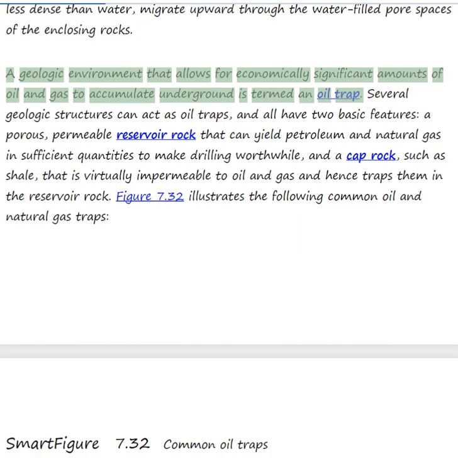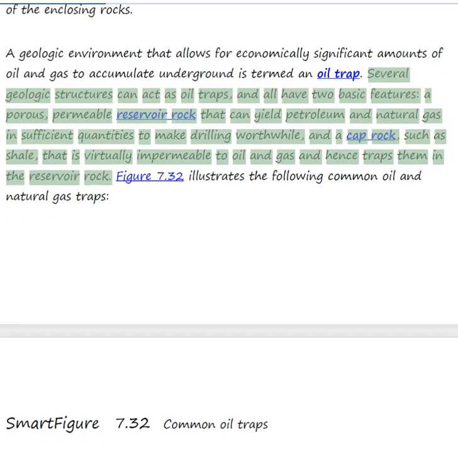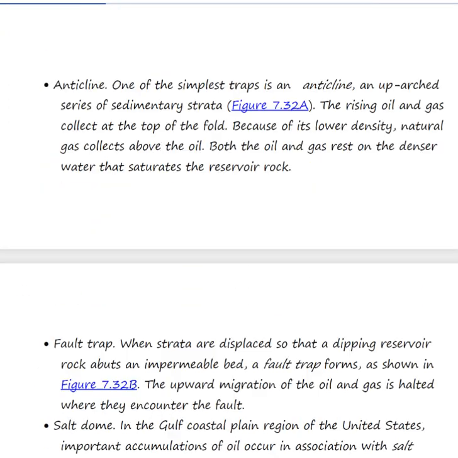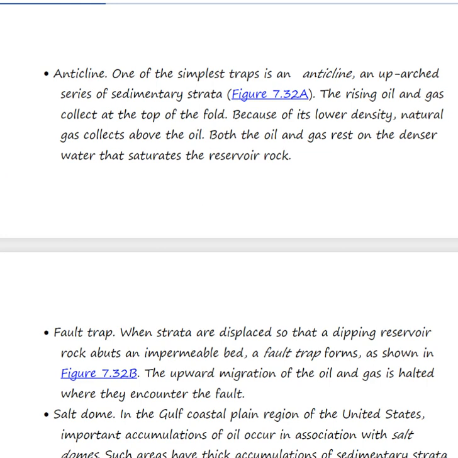A geologic environment that allows for economically significant amounts of oil and gas to accumulate underground is termed an oil trap. Several geologic structures can act as oil traps, and all have two basic features: a porous, permeable reservoir rock that can yield petroleum and natural gas in sufficient quantities to make drilling worthwhile, and a cap rock, such as shale, that is virtually impermeable to oil and gas and hence traps them in the reservoir rock. Figure 7.32 illustrates the following common oil and natural gas traps.